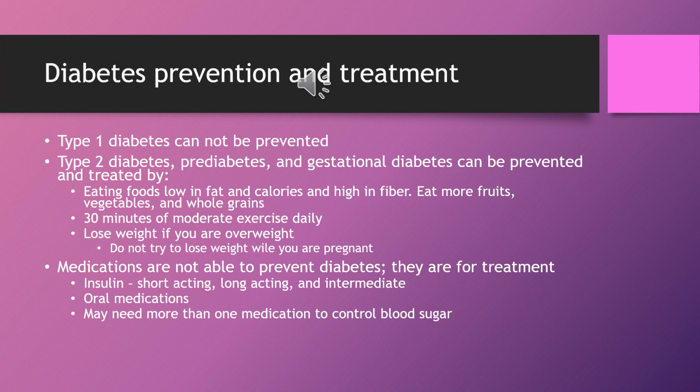Medications are not able to prevent diabetes. They are for treatment. Insulin comes in short-acting, long-acting, and intermediate forms. Oral medications are also available. You may need more than one medication to control your blood sugar.